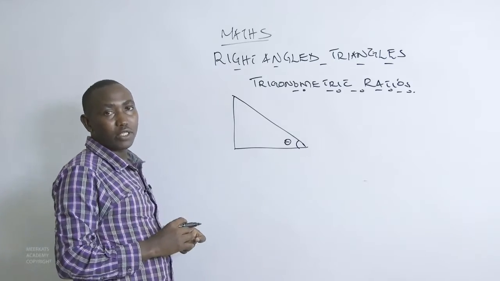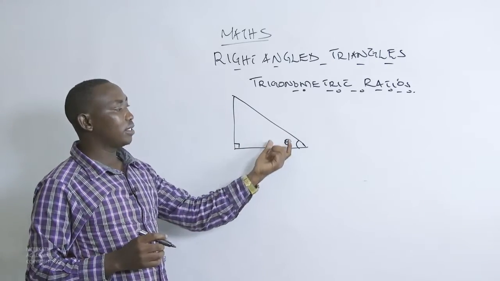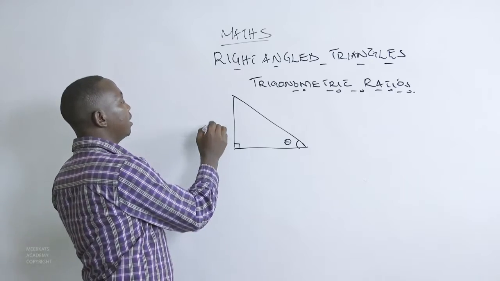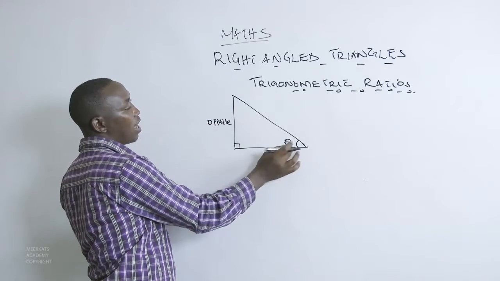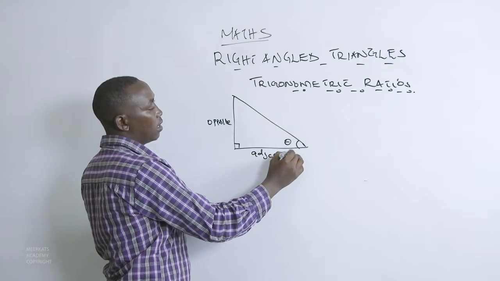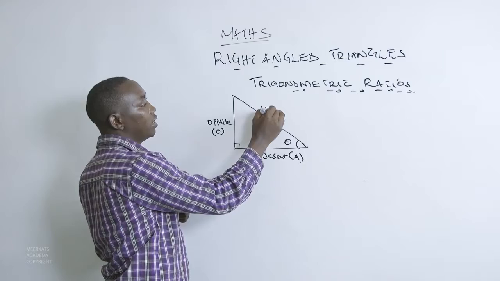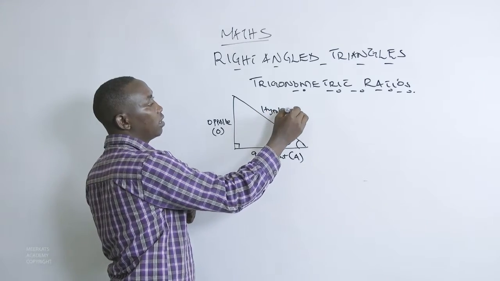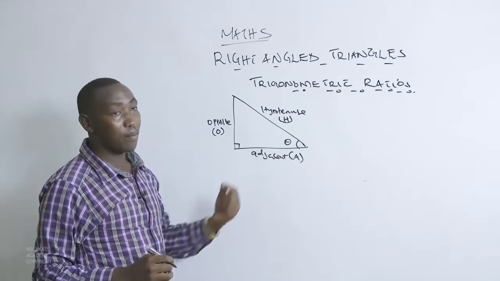Given our right angle triangle still, where that is 90 degrees, and this is the angle theta, this side will be the opposite to the angle theta. This will be the adjacent to the angle theta, and of course this side will be the hypotenuse or H to the angle theta.